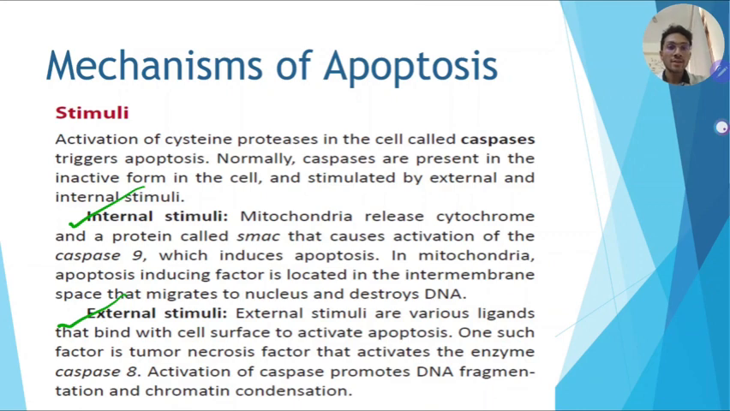The mitochondria release cytochrome c and a protein called SMAC that causes the activation of caspase 9, which induces apoptosis. In mitochondria, apoptosis-inducing factor is located in the intermembrane space, and it migrates to the nucleus and destroys the DNA. Now we will discuss the external stimuli.